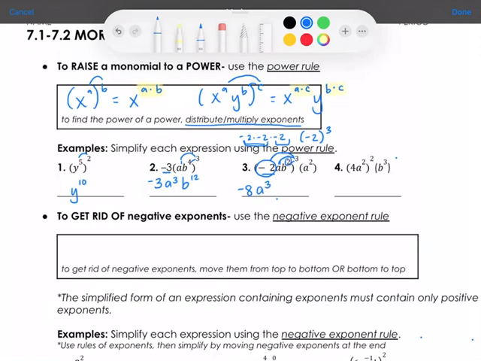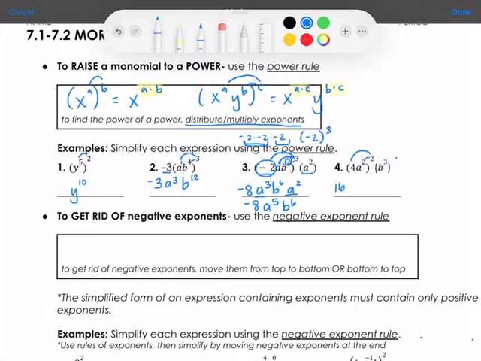Then we have a to the first times 3 gives us a to the third, and then b to the second times 3 is b to the 6th. Now I also have this over here, a to the second. So now that I have two a's and I'm multiplying these together, I can use the product rule to simplify. So I keep my coefficient -8. I can add these exponents. 3 plus 2 gives me a to the 5th and b to the 6th.